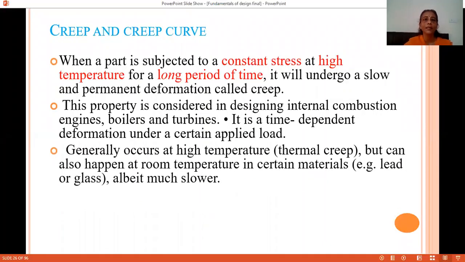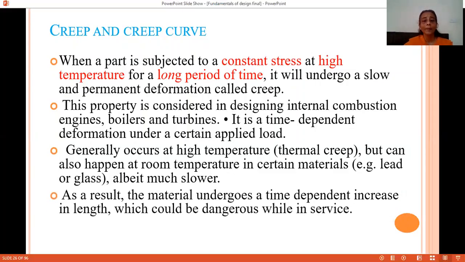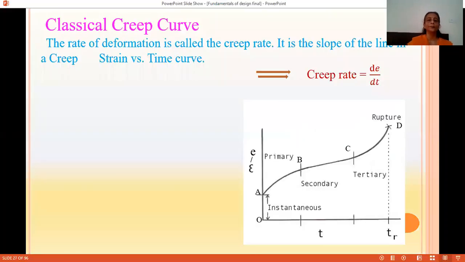Generally, creep occurs at a very high temperature, but sometimes it also happens at room temperature in certain materials like lead or glass. Although its rate is very slow, it occurs. Now, as creep is time dependent, over a period of time this permanent deformation will increase a lot and there will be a failure of the component in its service period.